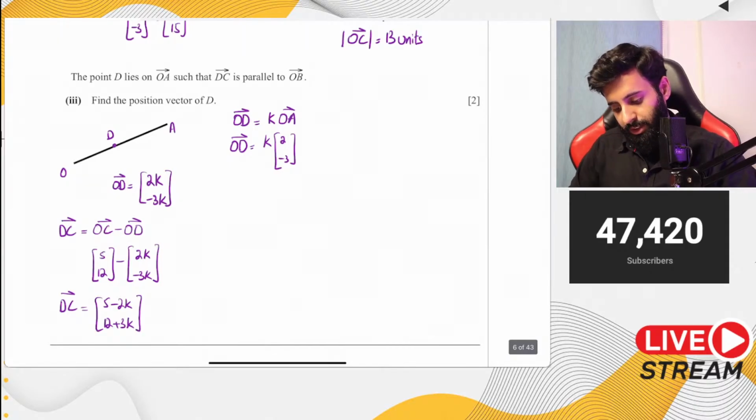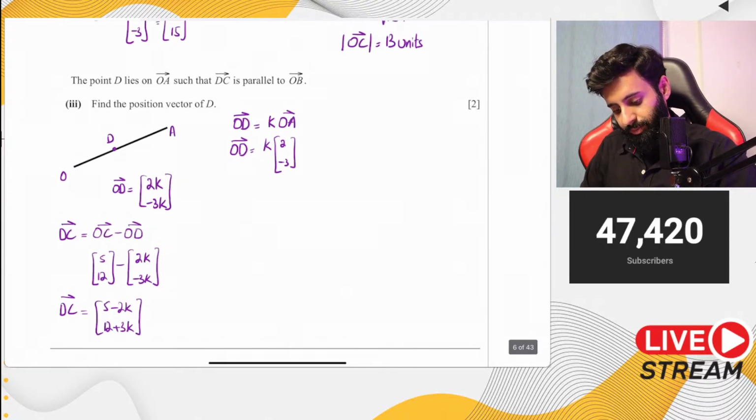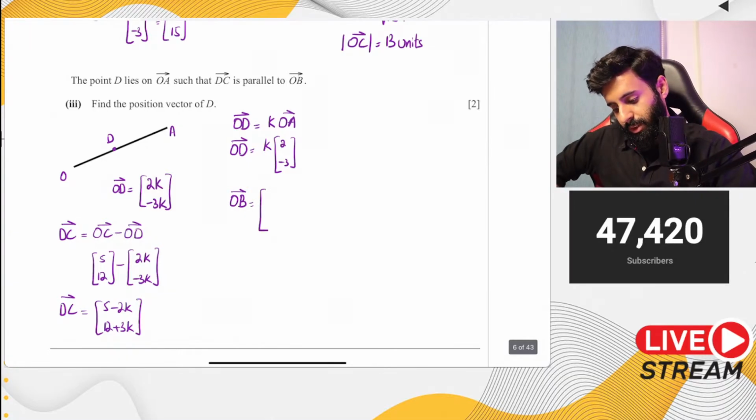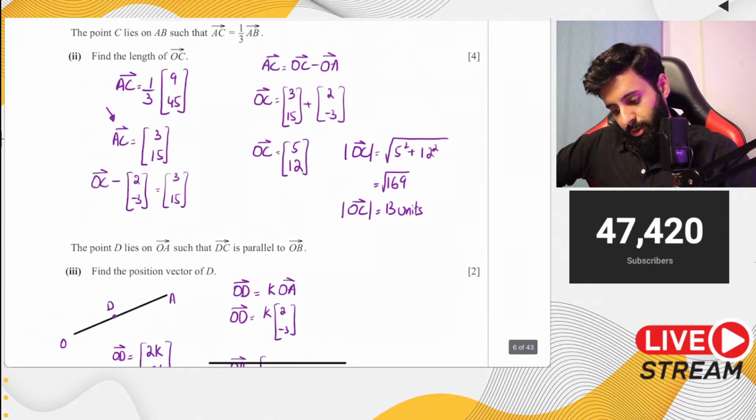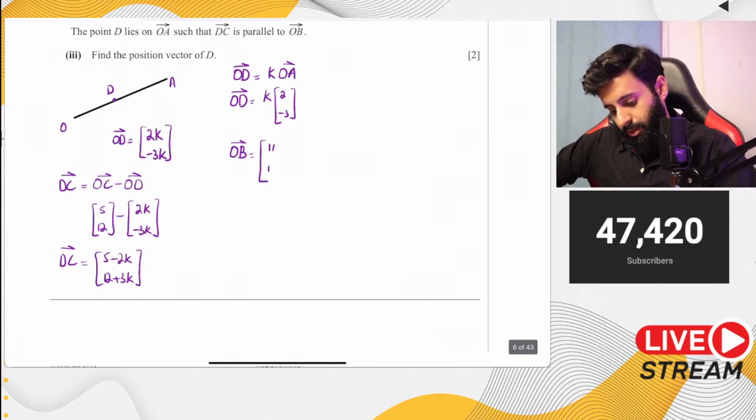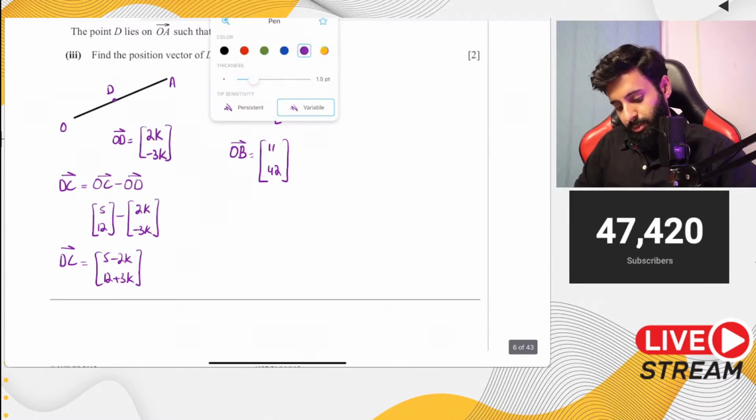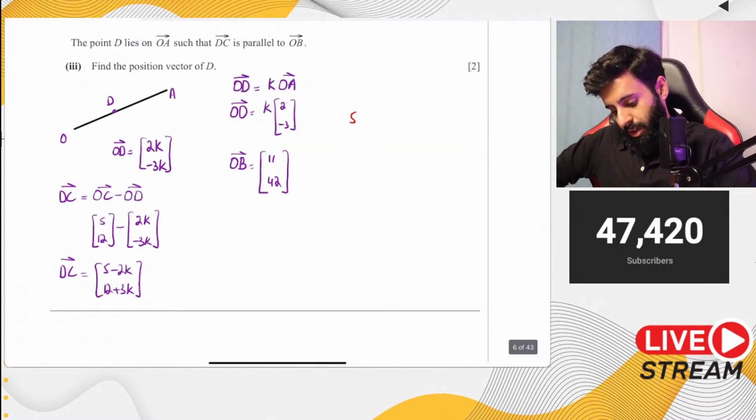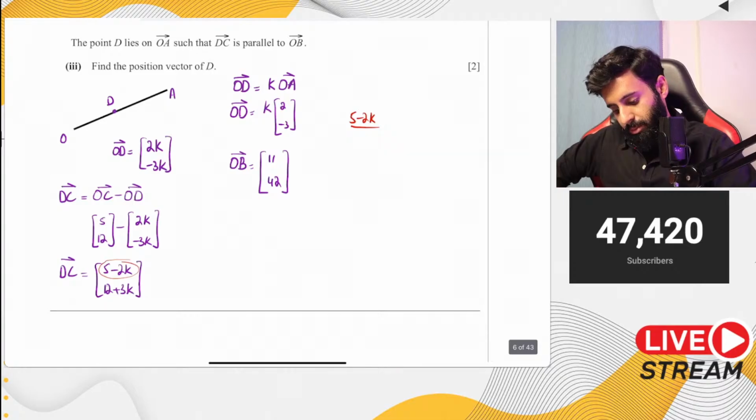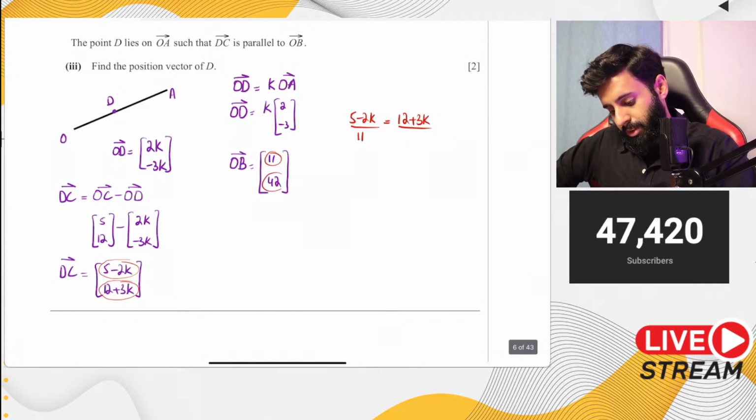Now according to the question, vector DC is parallel to OB. What does that mean? That means, what is vector OB? Let's write that down. Vector OB is 11 and 42. Now, here's what we're going to do. 5 minus 2K, this is the x component of DC, divided by the x component of OB, is going to be the same as the y component of DC, which is 12 plus 3K, divided by the y component of OB, which is 42.